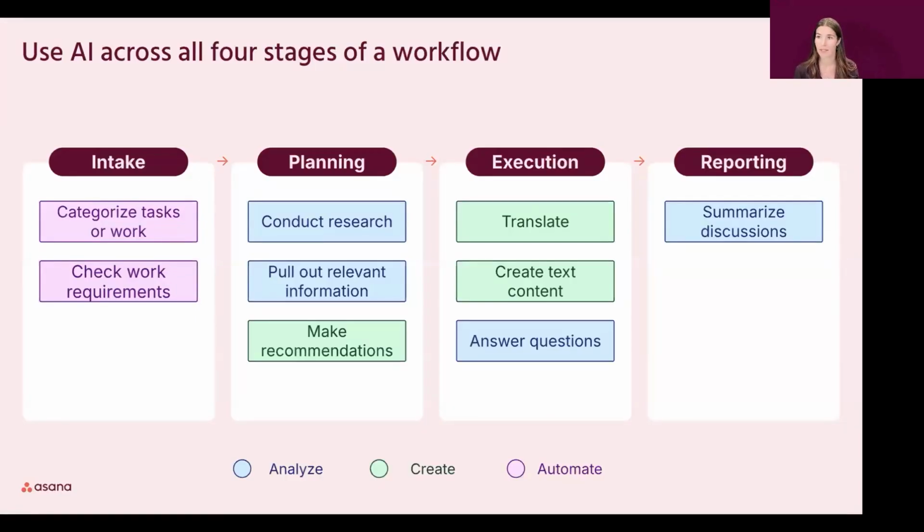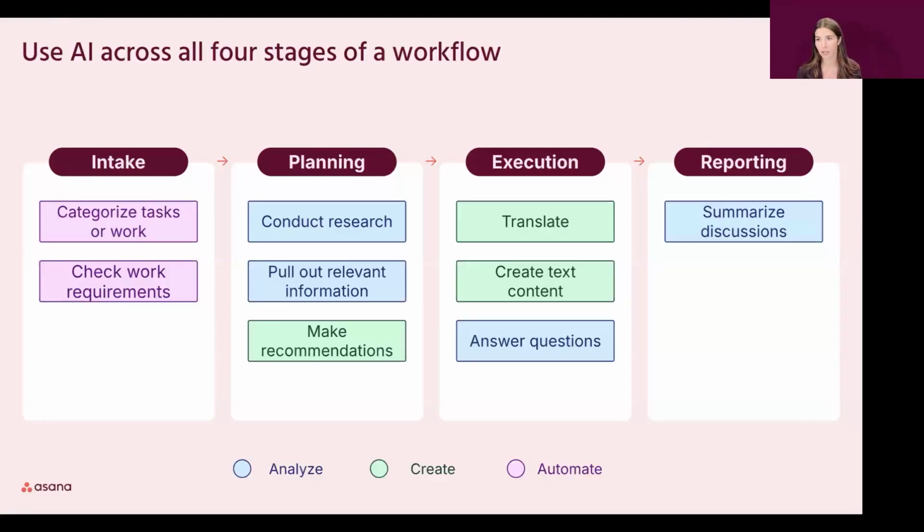During planning, we've seen that AI is really helpful at conducting background research to inform those plans, pulling out relevant information and surfacing that up so it's easier to speed up the planning process. And AI, again, is also really great at making recommendations. So that's another way that it can help with planning.